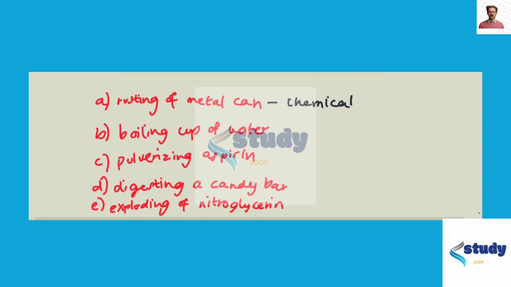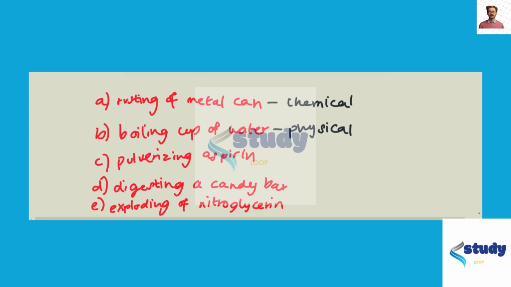Moving on to boiling a cup of water, what is happening when you're boiling water? You're increasing the temperature. It's just a physical change because it is a temporary process. If you stop boiling the cup of water, it will cool down, condense, and form liquid again. So it is a temporary process and it is reversible. So we can say that it's a physical change or process.